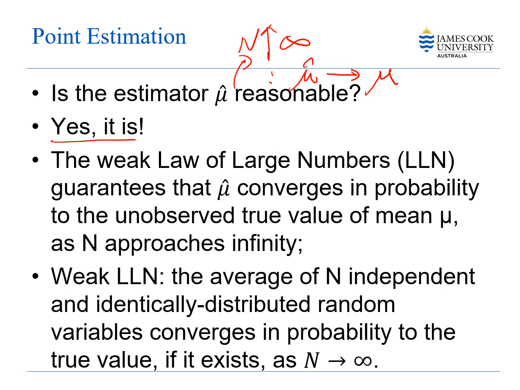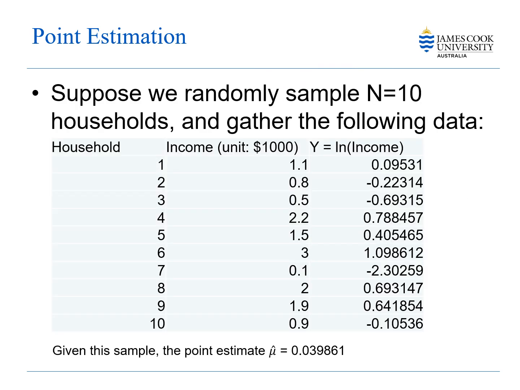Fortunately, in probability we have a result, the weak law of large numbers, that guarantees that mu hat indeed converges in probability to the unobserved true value of mu as the number of observations goes to infinity. So indeed, our estimator works.